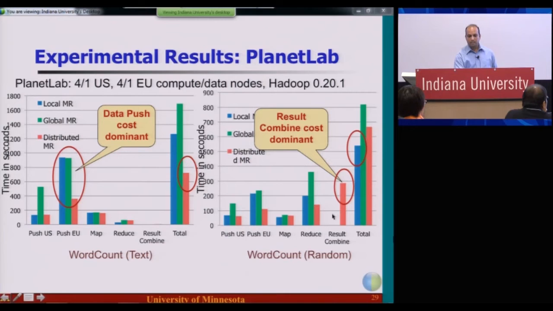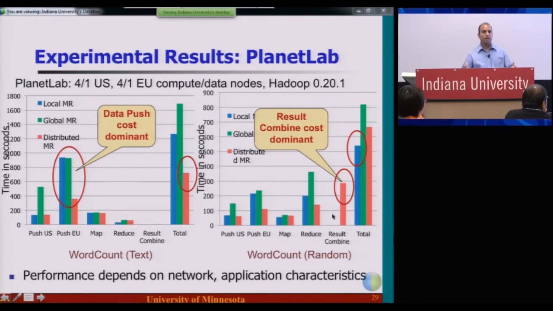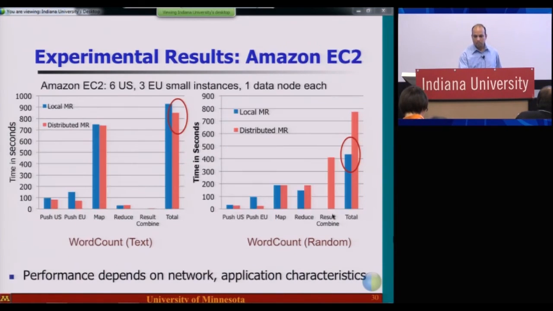So what this is telling us is that there is no single way to actually optimize your system. It depends on, first of all, what the network topology is, and in addition, what the application characteristics are. In particular, how much input data it has compared to how much intermediate or output data it has. Now we also executed some experiments on Amazon EC2 across multiple clusters, and we basically see the same kind of results.